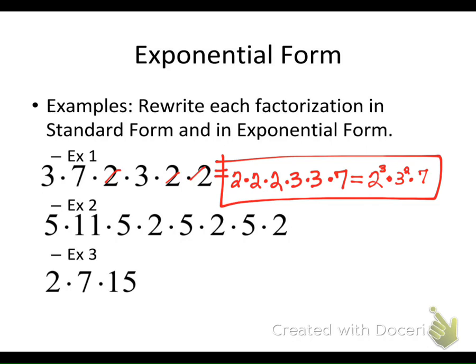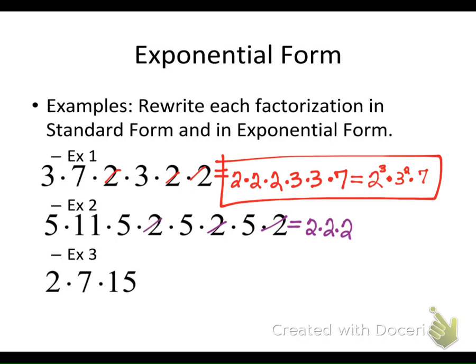All right, example number 2. So we have 5 times 11 times 5 times 2 times 5 times 2 times 5 times 2. In standard form, how would I write this? How many 2's do I have to write? 3. 1, 2, 3. Okay, so I'm going to have 2 times 2 times 2. I like to cross them off as I go.